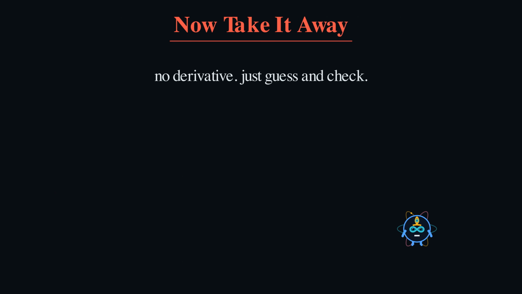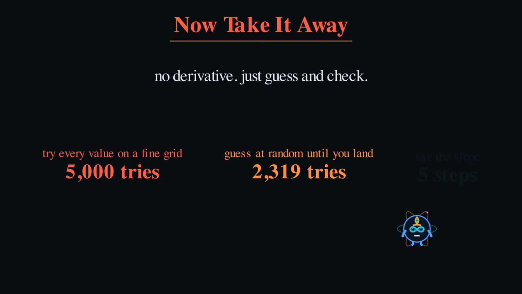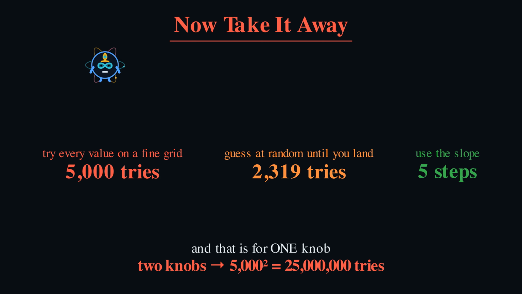Here is why this matters more than it looks. Suppose you did not have it. One knob, one score, and no way to measure a slope. All you can do is guess and check. To pin the knob down to 1000th, a fine grid takes 5000 tries. Guessing at random takes about 2300. Using the slope takes 5 steps, and that is for one knob. With 2, the grid squares to 25 million. Real models have millions of knobs, which is a problem we will have to solve properly later in the season.